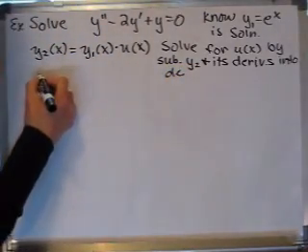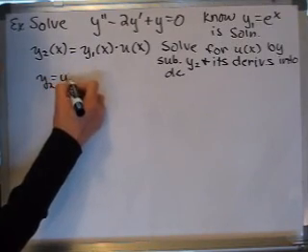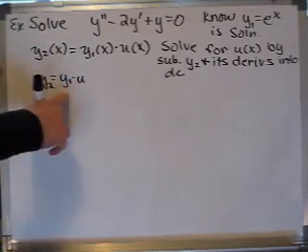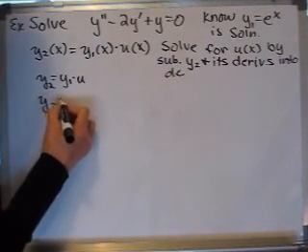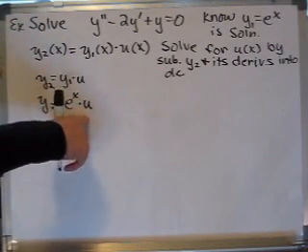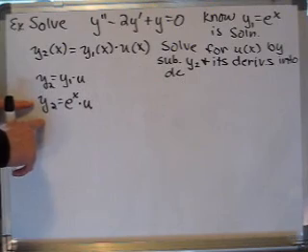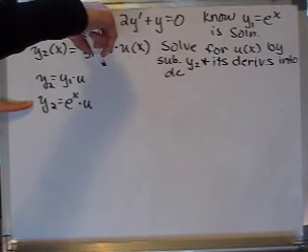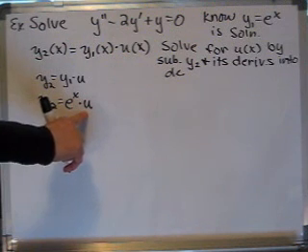Okay, so let's go ahead and do that. y2 actually equals y1 times u. And we know what y1 is. We know the solution is e to the x. So y2 equals e to the x times u. u is the thing that we don't know and we're trying to solve for. So let's go ahead and take the derivatives of y2, and we'll substitute those derivatives into the original differential equation in an attempt to solve for u.